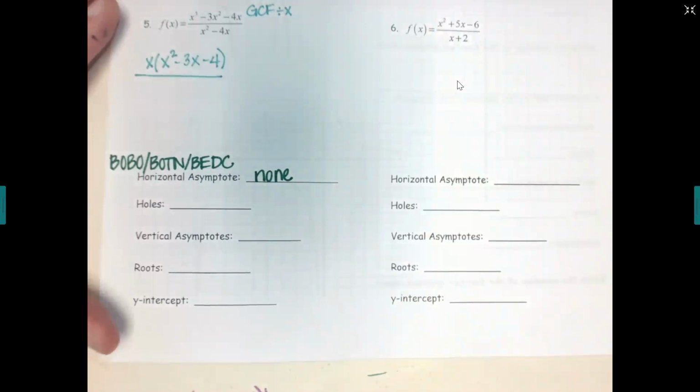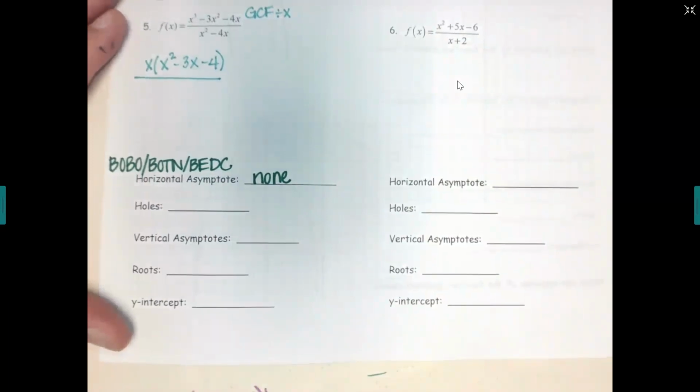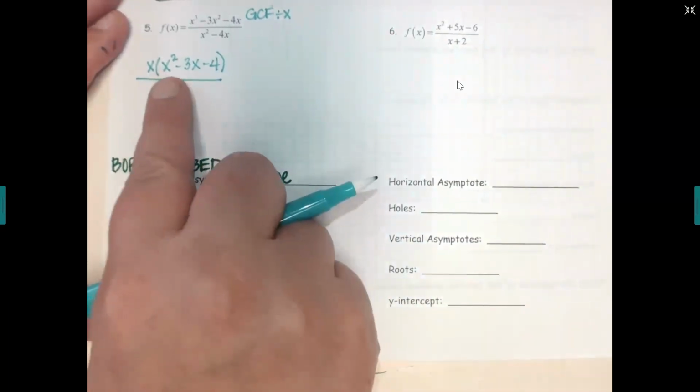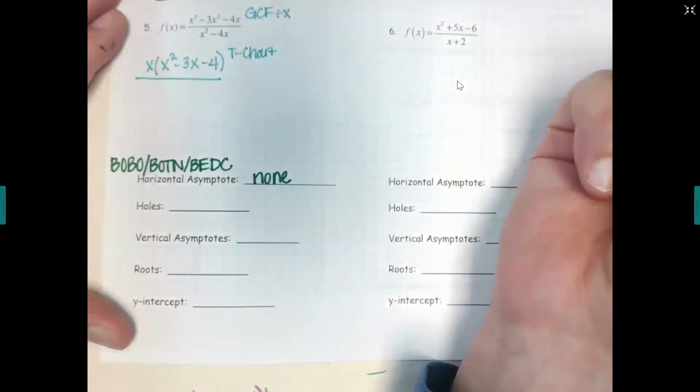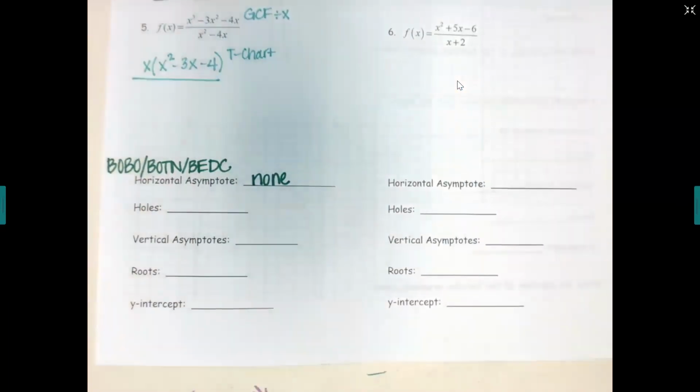Is that broken down all the way? No. What are we gonna still have to do here? T-chart, very good. So I'm gonna now T-chart that second part. I know I'm gonna have an X in the front, but I still have to T-chart to break it down to where each X is alone. We don't want an X squared, we need X's individual.